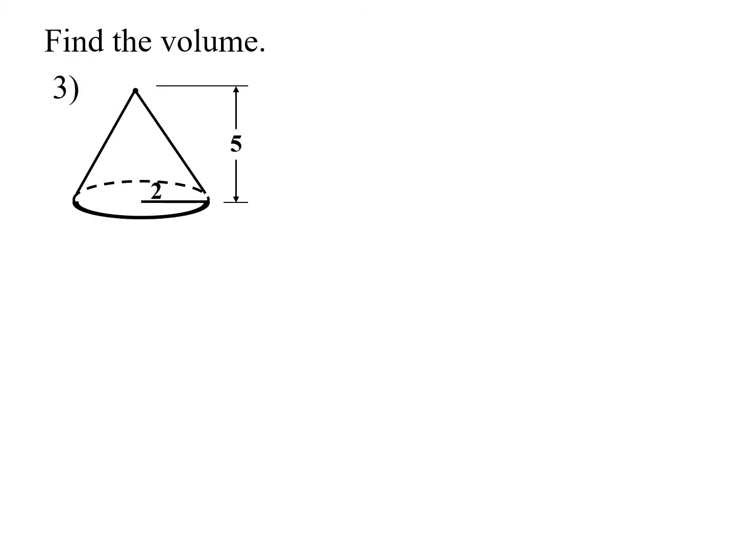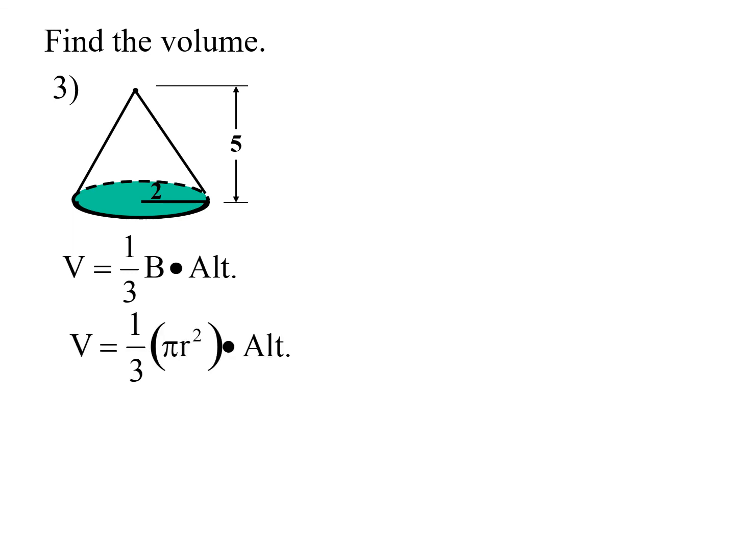All right, so here's a cone. It has a radius of 2 and a height of 5. In order to find the volume of it, all we're going to do is take the formula and plug the numbers in. Here's the formula again in its basic form: volume is equal to 1/3 base area times altitude. Remember, it has a circular base, so switch out the base area for that pi r squared that we know. Now we're ready to plug in the numbers.